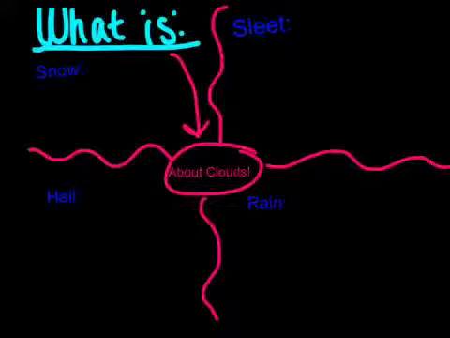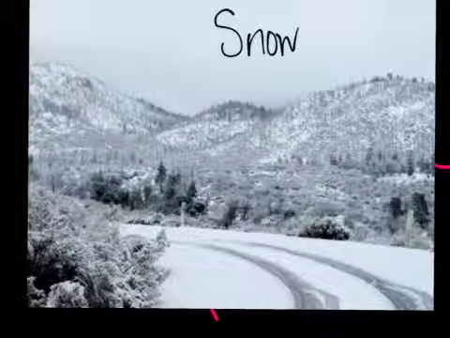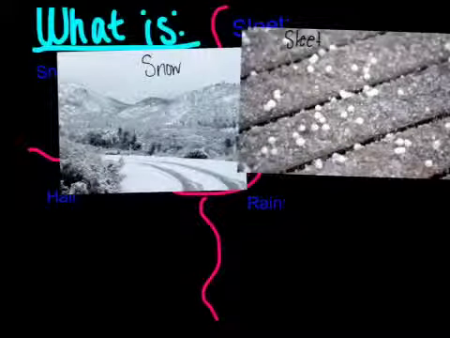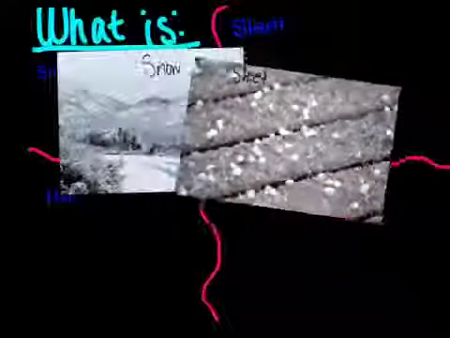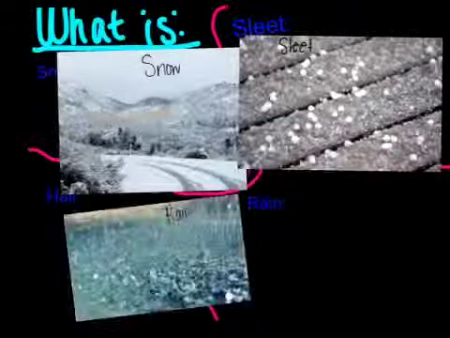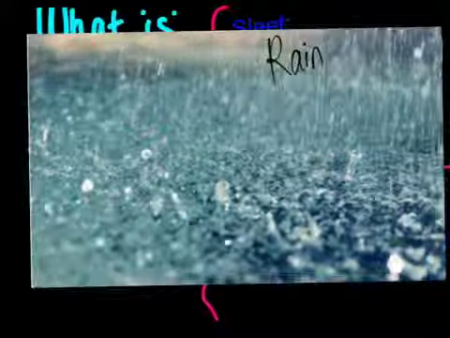Rain is when it falls, the temperature is hot, and the rain falls down. Sleet is also a little bit of the same thing, and it's frozen. Here's snow, what it looks like. It's a little more thicker. Here's sleet, which is a little thinner than snow. Here's rain, which is just water falling from the sky. And here's hail, that is pure ice falling from the sky.